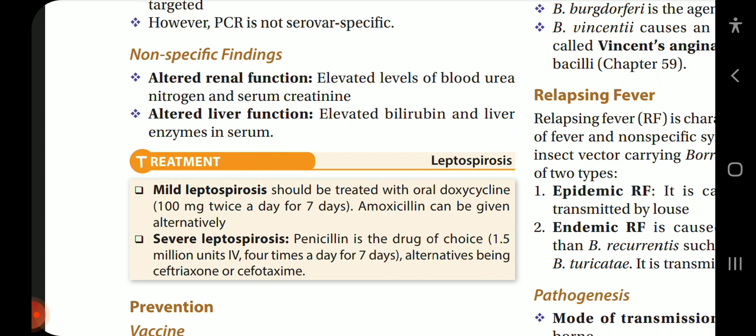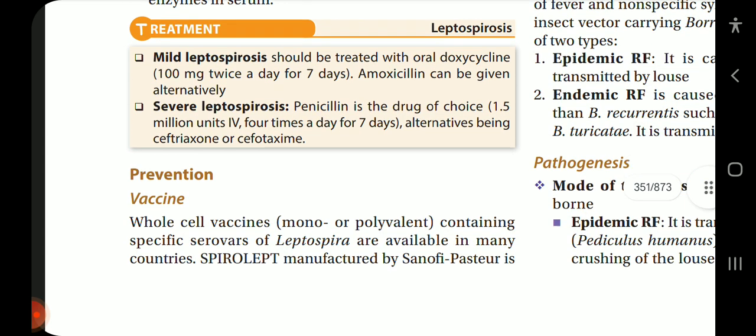Treatment: mild leptospirosis should be treated with oral doxycycline 100 mg twice a day for 7 days. Amoxicillin can be given alternatively. For severe leptospirosis, penicillin is the drug of choice, 1.5 million units IV 4 times a day for 7 days. Alternatives being ceftriaxone or cefotaxime.